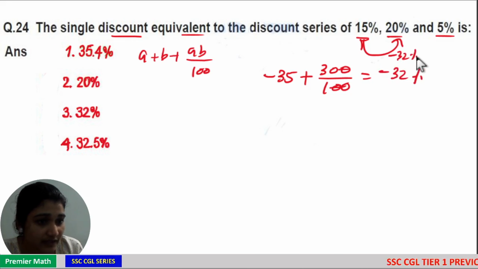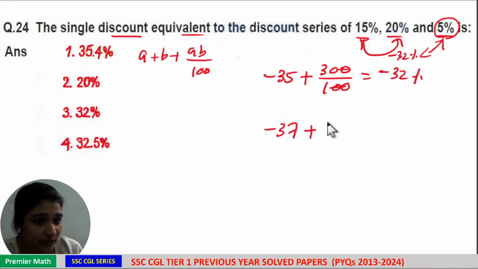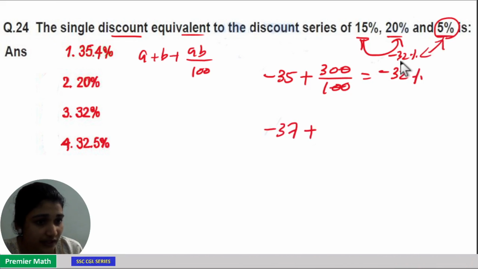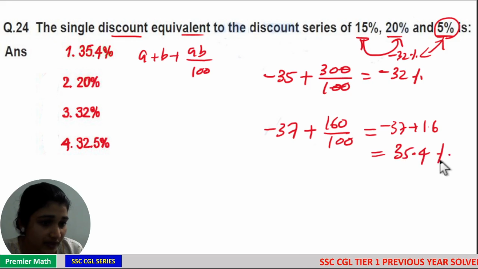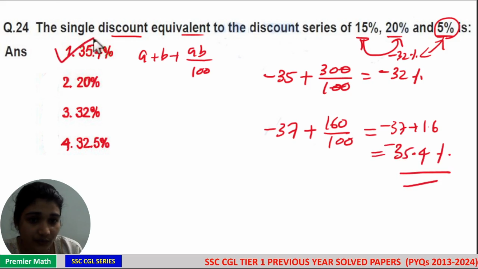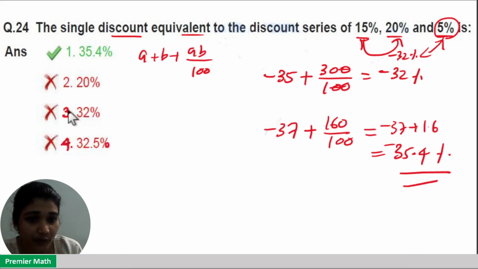So solve between minus 32% and 5. So minus 32 minus 5 is equal to minus 37, plus minus into minus plus, 32 into 5 is equal to 5 into 30 is 150, 5 into 2 is 10, 160. 160 divided by 100, which is equal to 1.6. So minus 37 plus 1.6, which is minus 36, minus 0.6, is equal to minus 35.4%. So this is the discount. Option 1 is your answer. Overall discount is equal to 35.4%.